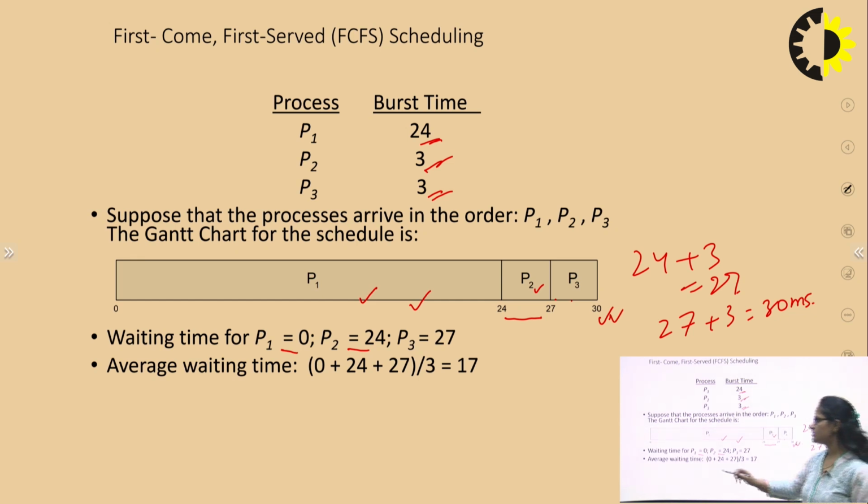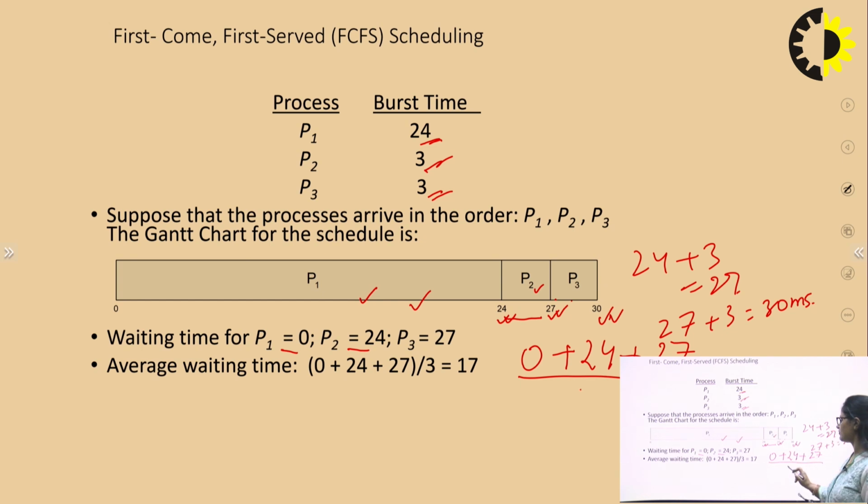So we can see here 0 is the waiting time for P1. For P2 it is 24 milliseconds, after 24 milliseconds it has got the CPU, and for P3 the waiting time is 27, right? And when we are going to get the average waiting time of all these processes, we can calculate 0 waiting time of P1, 24 waiting time of P2, and then 27 waiting time of P3.